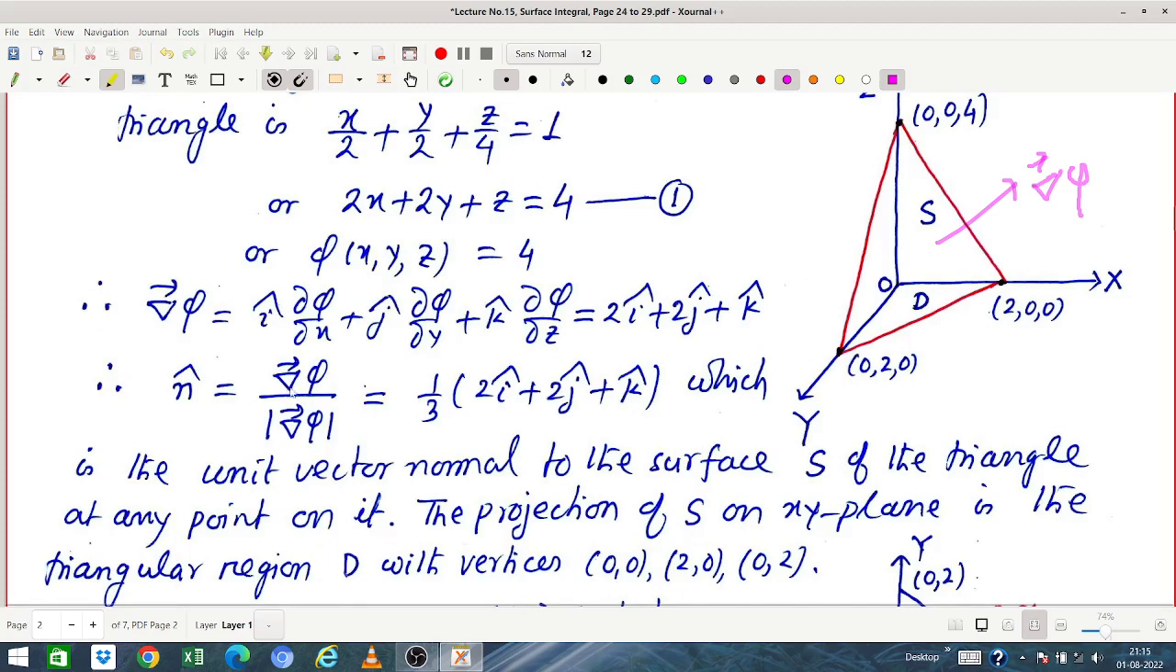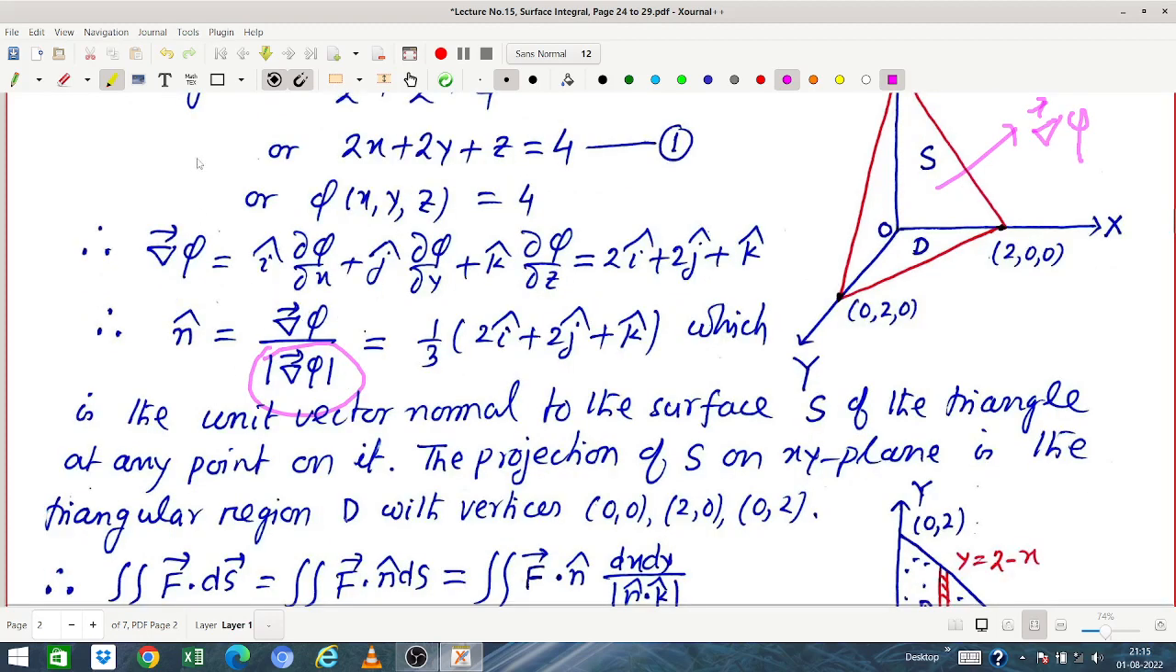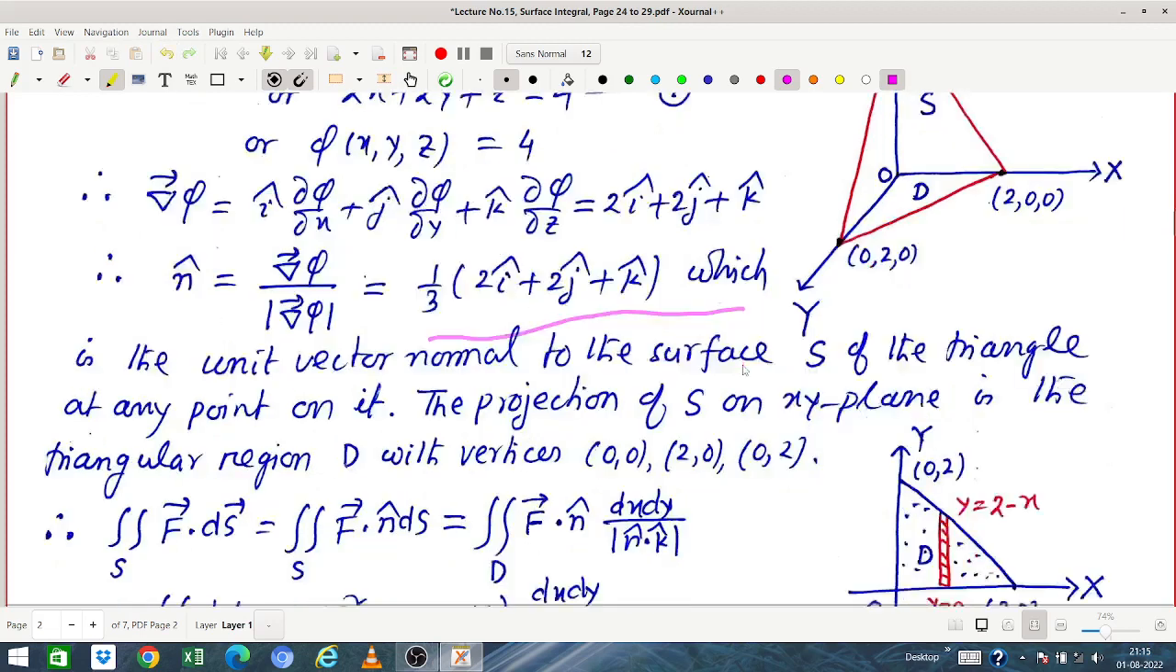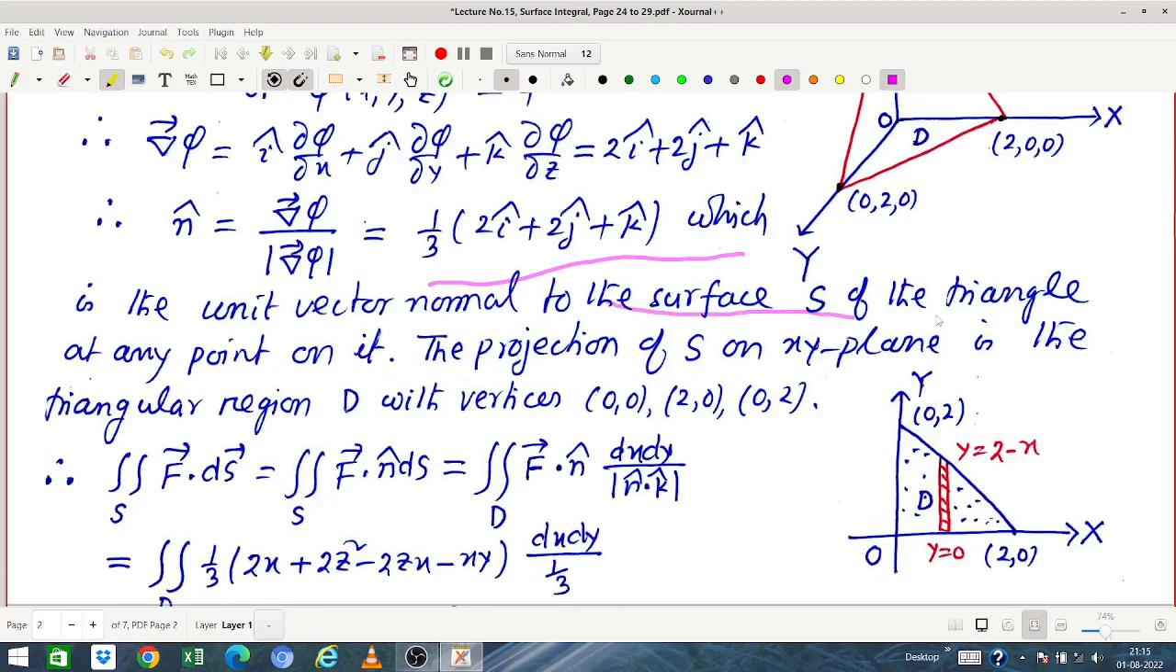So if we divide it by the magnitude of grad phi, we get n cap, the unit vector normal to the surface. So n cap is grad phi by mod grad phi. That means 1 by 3, because 2 square plus 2 square plus 1 square is 9, and the root is 3. So 3 is the magnitude of this vector. So this is the unit vector normal to the surface S of the triangle at any point on it.